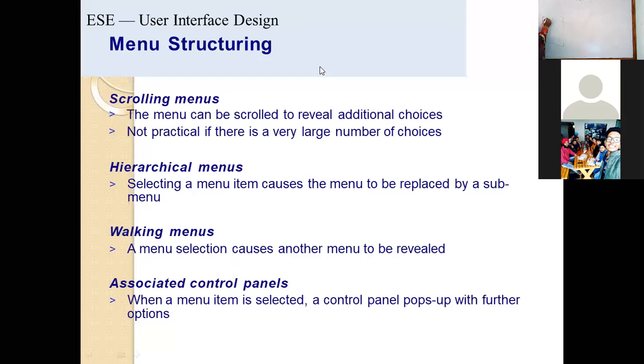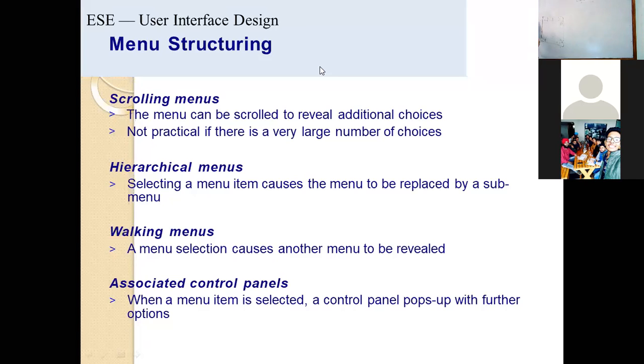This way we have a menu. By scrolling menu, we mean where there is a scroll bar right here. This kind of menu. We can select the thing according to the scroll bar. This is our scrolling menu. Next is hierarchical menu.